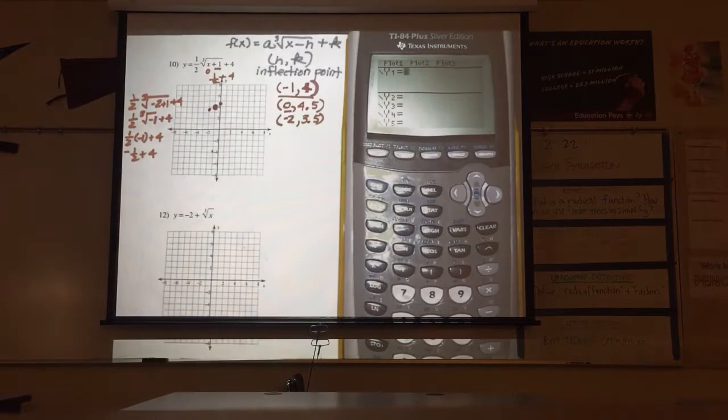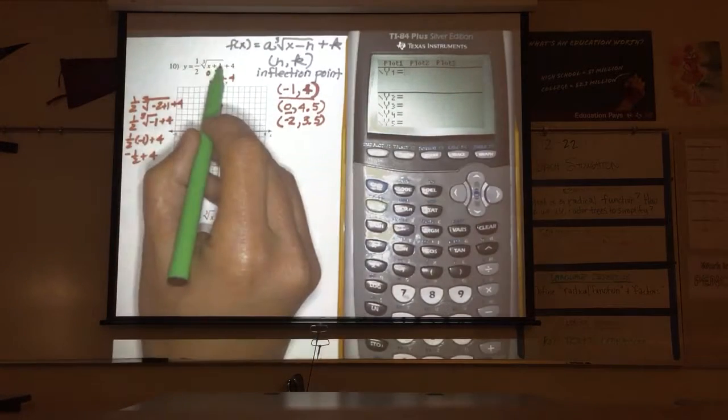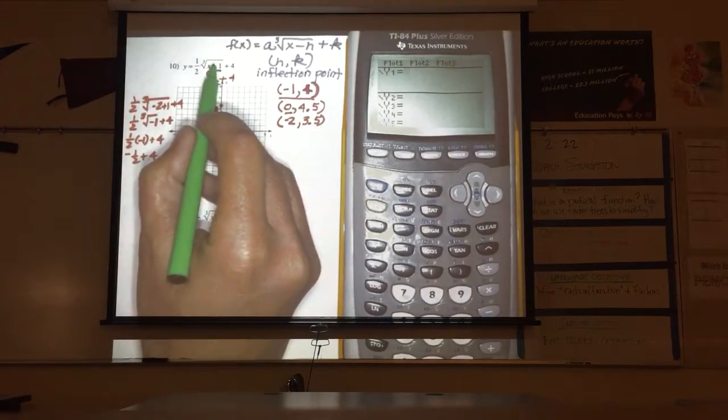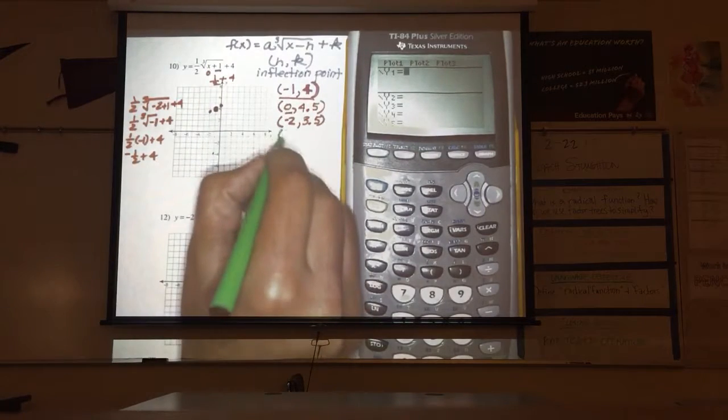So now let's choose a different color. We'll go purple. We'll go green. Now let's try to get the next cube root. I can take the cube root of 1. The next perfect cube is 8. So how would I get an 8 under here? I would choose 7.